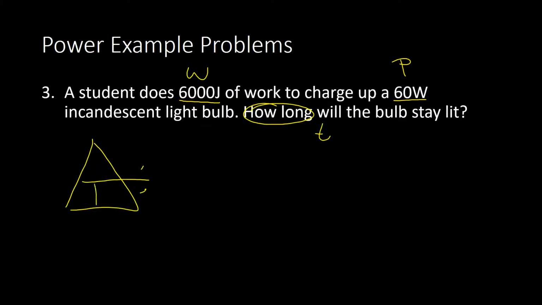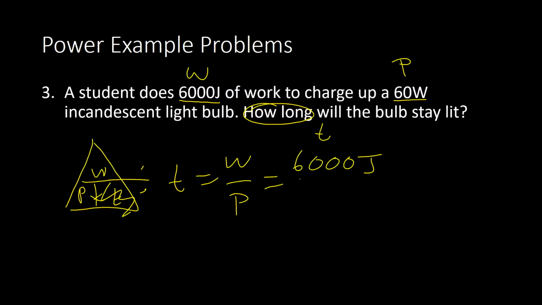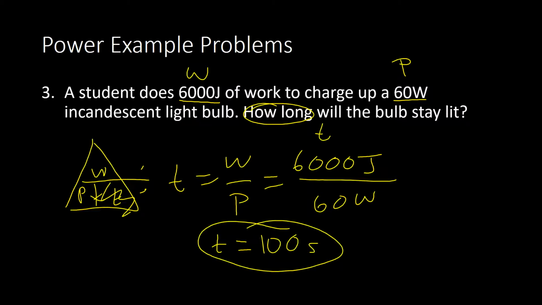So if I put this into my triangle, solving for time gives me work over power. That was step 2, the formula. Step 3, let's plug in our numbers. 6,000 joules over 60 watts. And so that gives us a time of 100 seconds. 100 seconds that light bulb will stay lit.